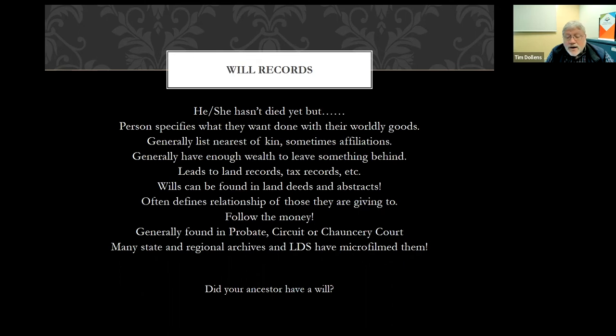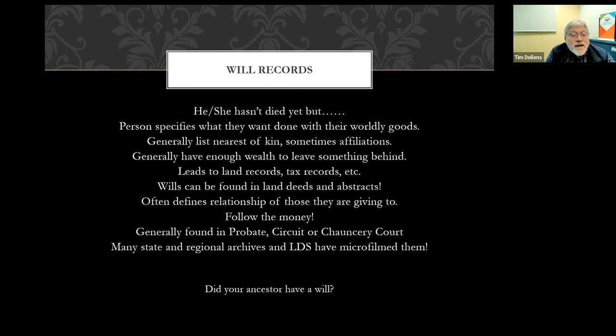Again, follow the money. If there's a money trail, the money is going to produce paper. It's going to produce relationships. And again, wills are found in probate records or court records, or sometimes on the East Coast they're called chancery courts. So you just look for different kinds of choices. But when you say you want a will record from a county courthouse somewhere, they will generally direct you to where to look.